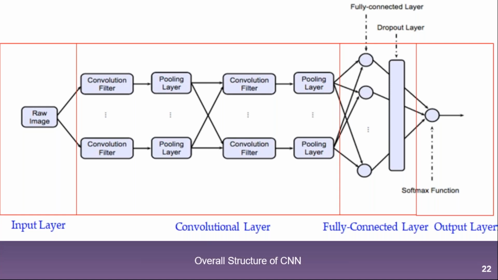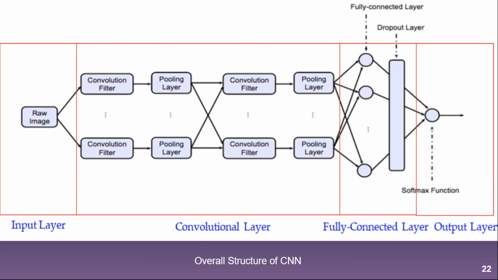The convolutional layer, this particular second box which we can see, consists of various convolution filters. Across the convolutional layer, the result values are passed to the next layer in a non-linearity.